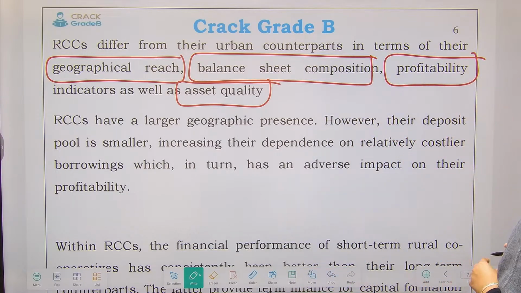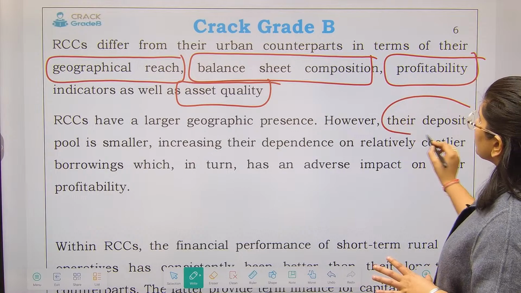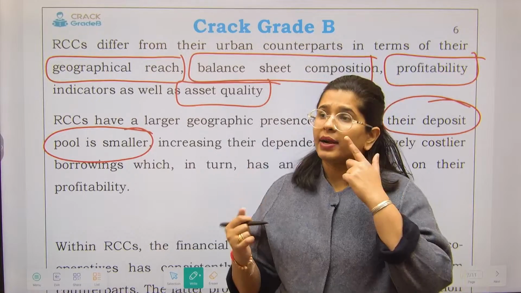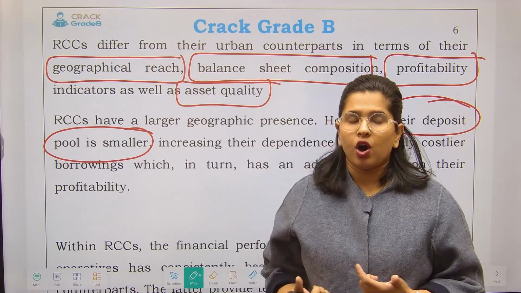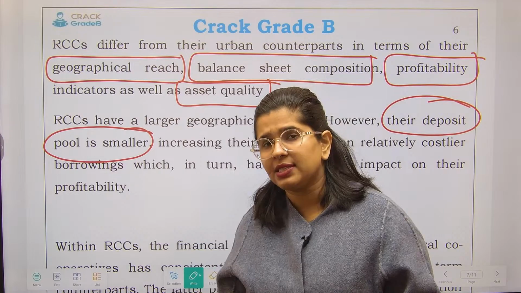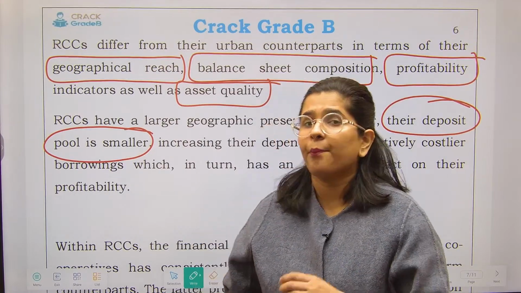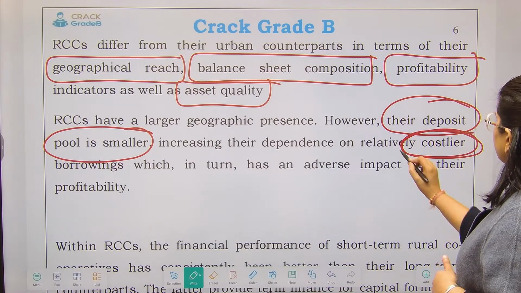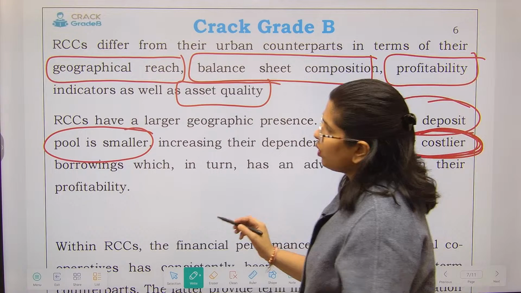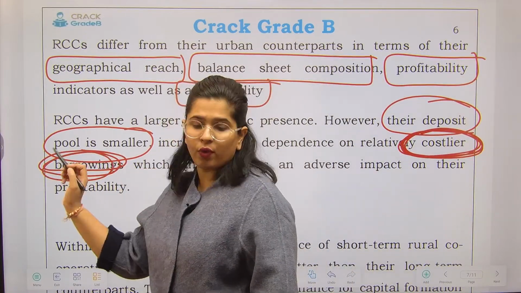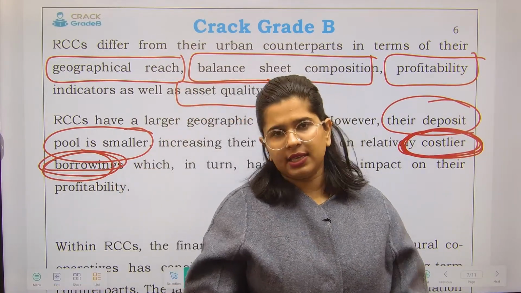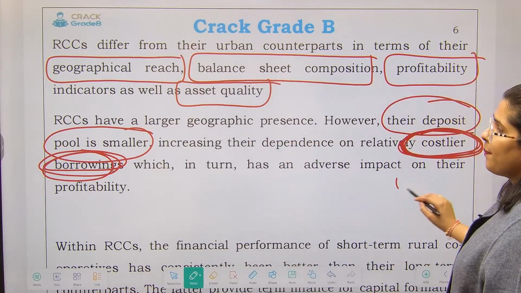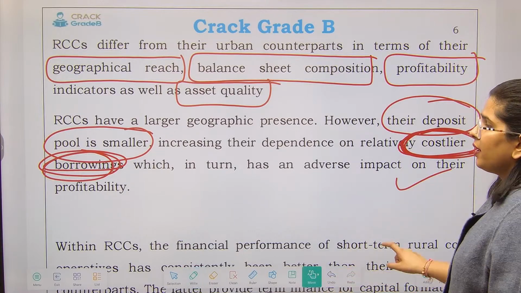Rural cooperatives, they have a larger geographic presence, but their deposit pool is smaller. See, yes, the population is high in rural India, but at the end of the day their buying capacity or the savings that they are having, जो उनके पास में पैसा है, जो उनके पास में बचत है, वो कम है if we compare it with the urban India. So increasing their dependence on the costlier borrowings, ठीक है, या तो आपके पास में customer deposits हो, otherwise you need to borrow. If you want to give the loan, then you need to borrow, right? See, these are the two sources that one has, ठीक है, यही तो दो sources होते हैं, which in turn has an adverse impact on their profitability as well, right?